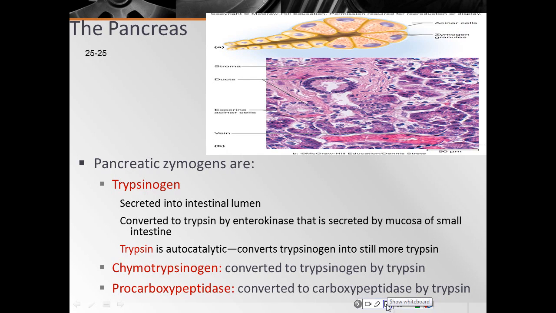Alright, so to put this in perspective as to what's going on with these zymogens, I'm going to draw a little diagram to help you identify the function and purpose of this trypsin. Now we already talked about the three pancreatic zymogens. Okay, let me see if I can get my drawing going. Alright, so we talked about the three of them.